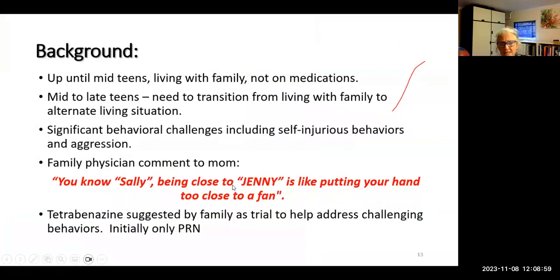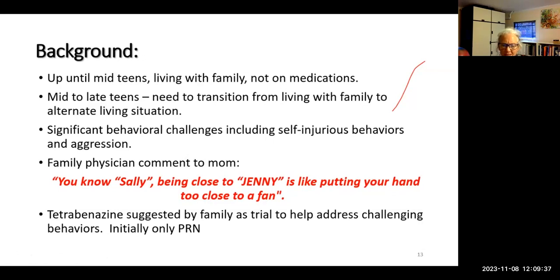But into the mid to late teens, there was a need to transition from living with family to an alternate situation. And one of the challenges was that there were significant behavioral issues, many self-injurious behaviors, but also some aggression, which of course was problematic because of injury to staff. So Mom had shared with me that the longstanding family physician had said, you know, being close to Jenny is like putting your hand too close to a fan. So I think that gave us an indication of the kinds of very challenging behaviors that were out there.